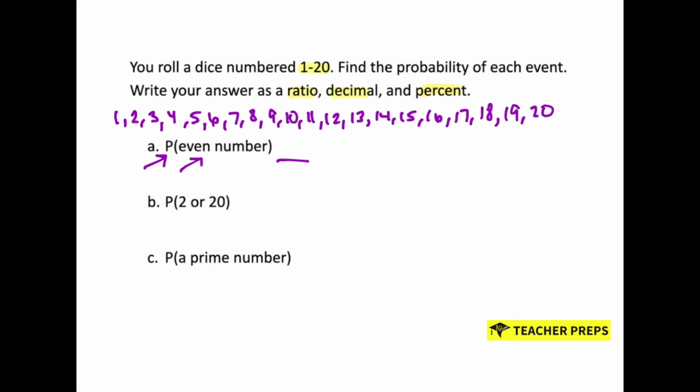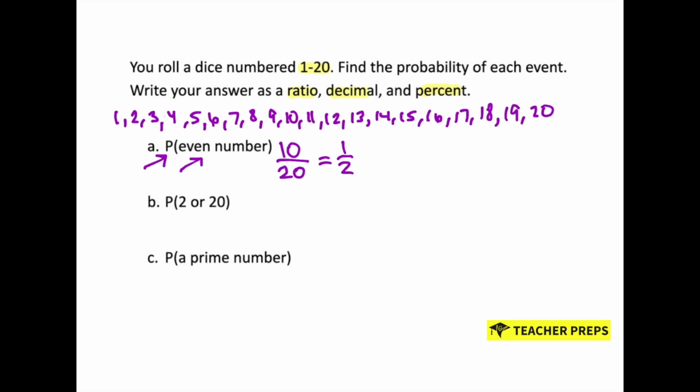How many even numbers are there? We have 2, 4, 6, 8, 10, 12, 14, 16, 18, and 20. How many is that? That's 10. And how many total possibilities are there? There's 20. Now we can simplify 10 over 20 to equal 1/2. That's our probability as a ratio.